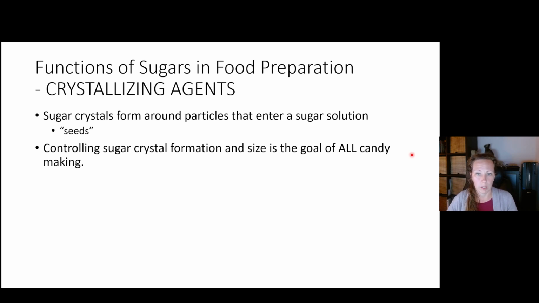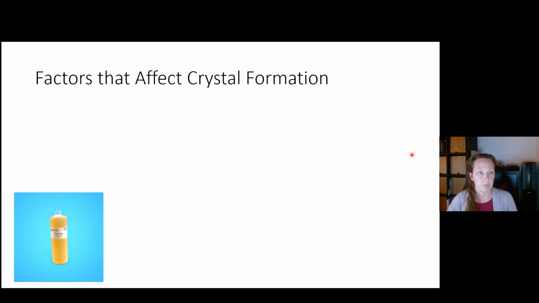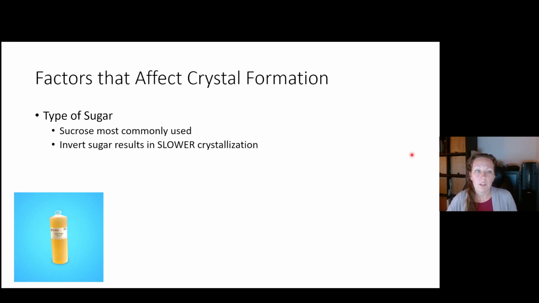That is our goal in candy making, is to understand that and control the crystallization. So the factors that affect the crystal formation, okay, so this is kind of a separate list within the crystal formation category of sugar functions. The type of sugar. Remember that sucrose is most commonly used, but invert sugar results in slower crystallization.